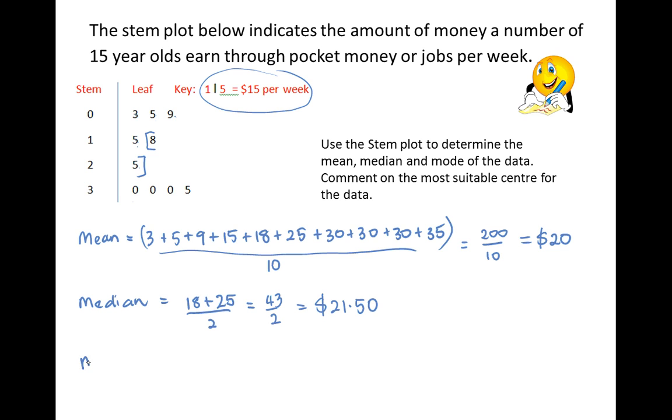The mode, we can also see quite clearly from this data, is the one that happens the most, which is of course these 3 30s up here. So the mode is $30. Now we're also going to have a look, just out of interest, at the range, which we can write over here. And we know that the range is the highest value, which is 35, minus the lowest value, which is 3 in this case. So we have a range of $32.